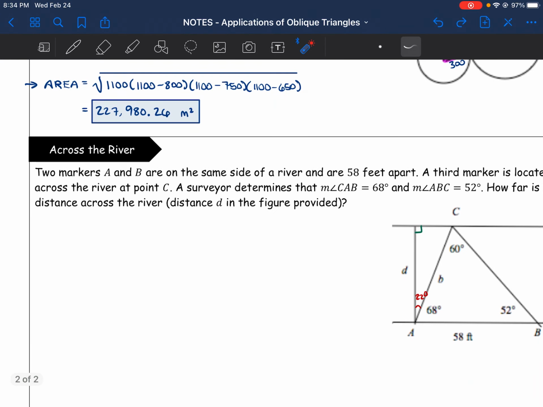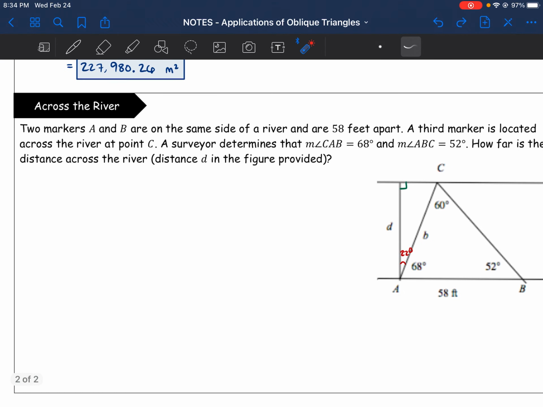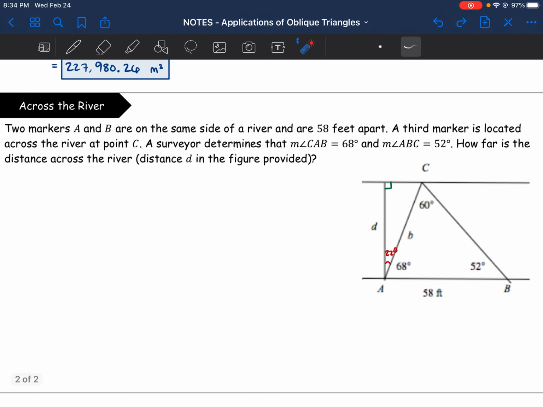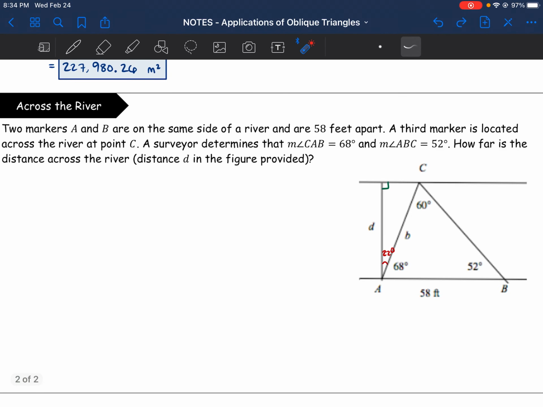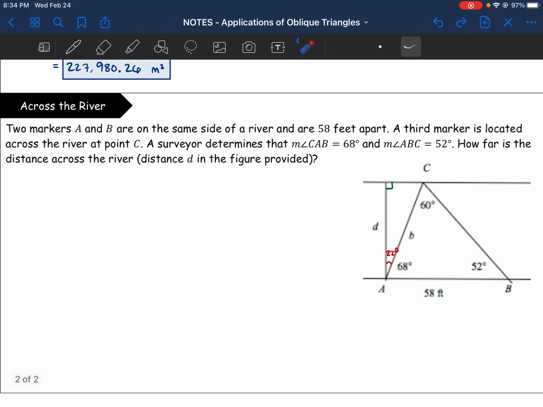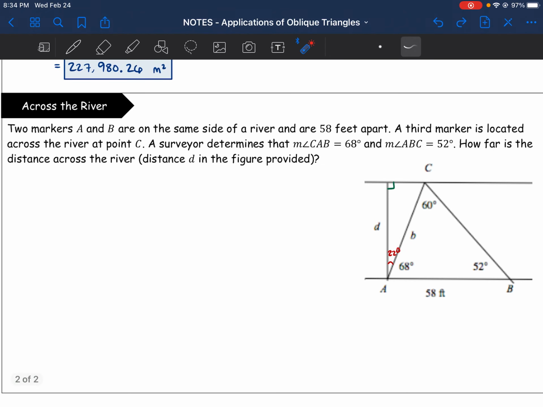All right, for our last problem here on the application notes, two markers A and B are on the same side of a river and are 58 feet apart. So that's right here. Two markers A and B, 58 feet apart. A third marker is located across the river at point C, right there. A surveyor determines the measure of angle CAB is 68 degrees.